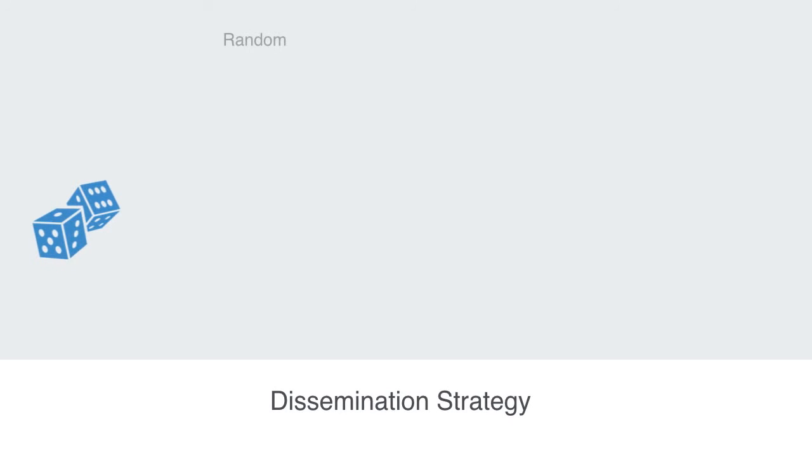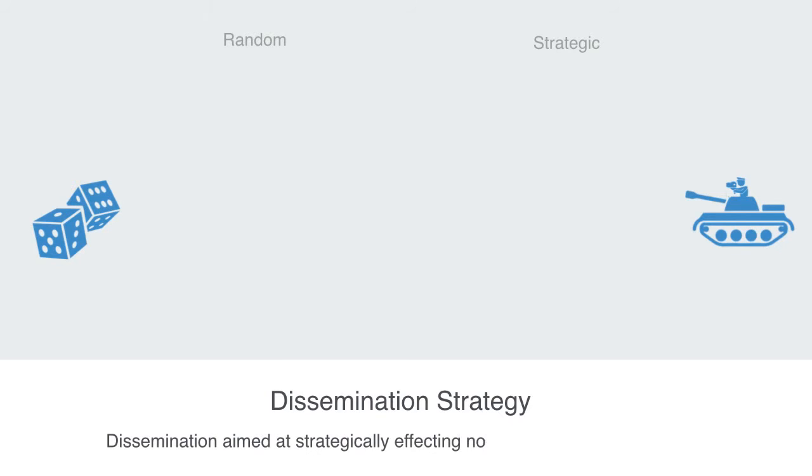We also need to ask whether this dissemination is random or strategic. That is, whether there is some logic behind the promotion and dissemination aimed at strategically affecting nodes that have a high degree of connectivity and thus enabling a more rapid diffusion.